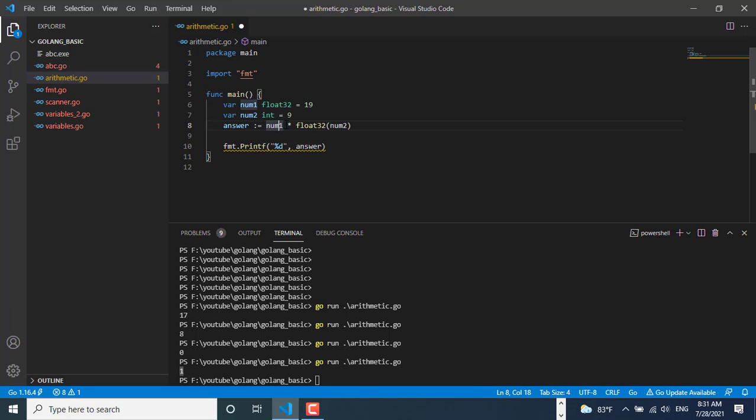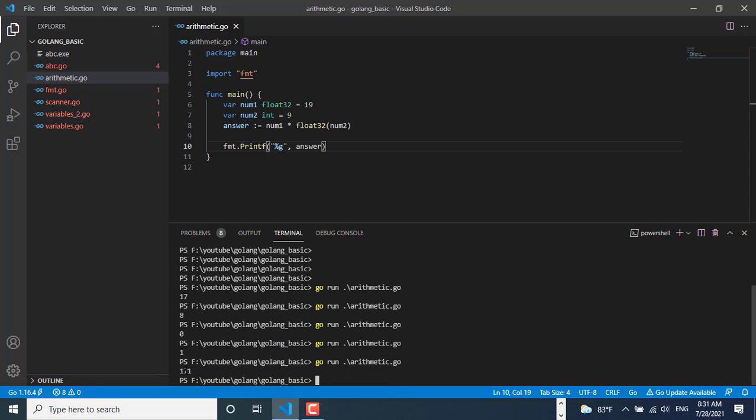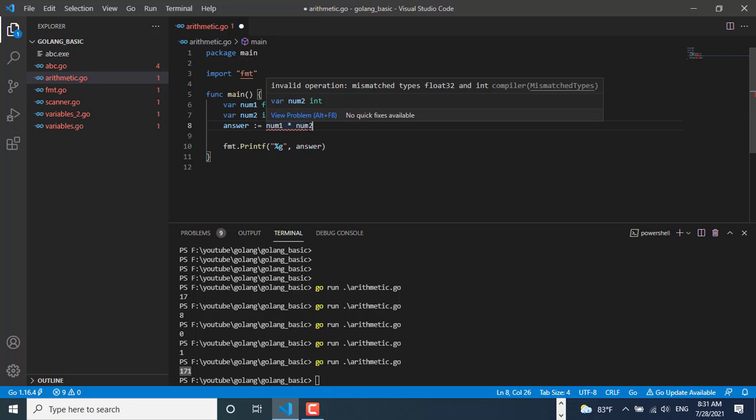Num1 multiply float32 num2. Then here this is 8. Here this is 171. The answer will come. Here, instead of float, then there is an error.